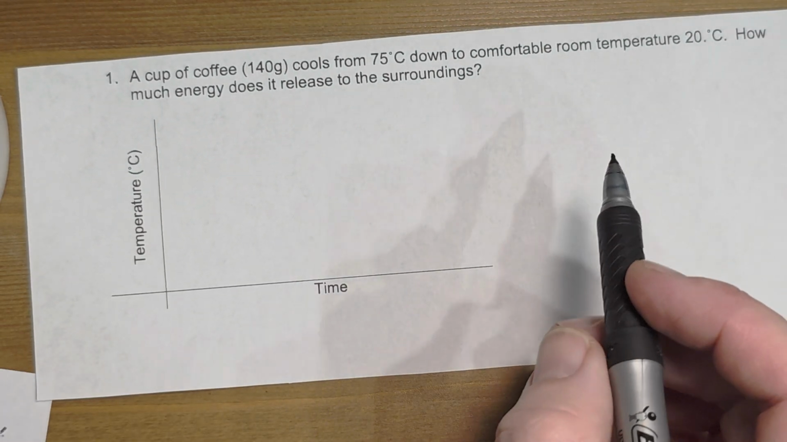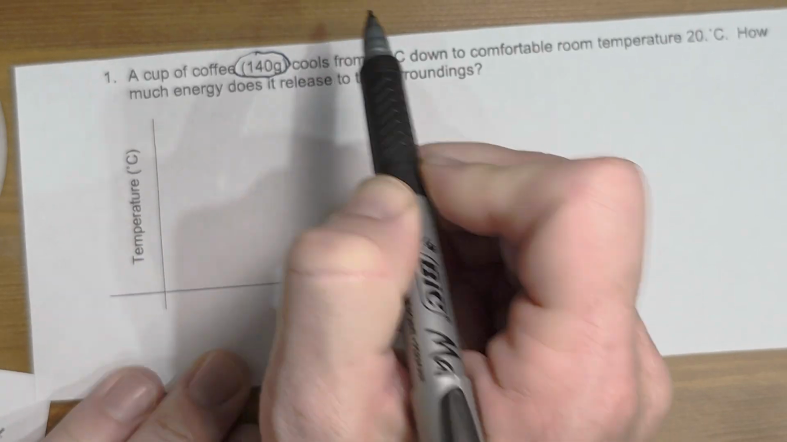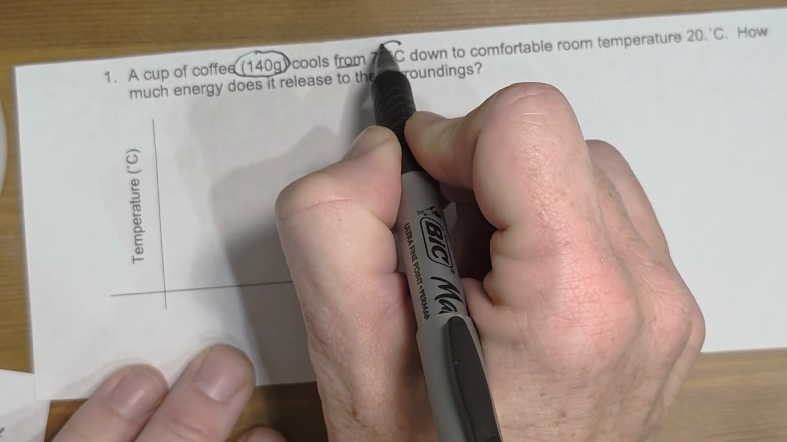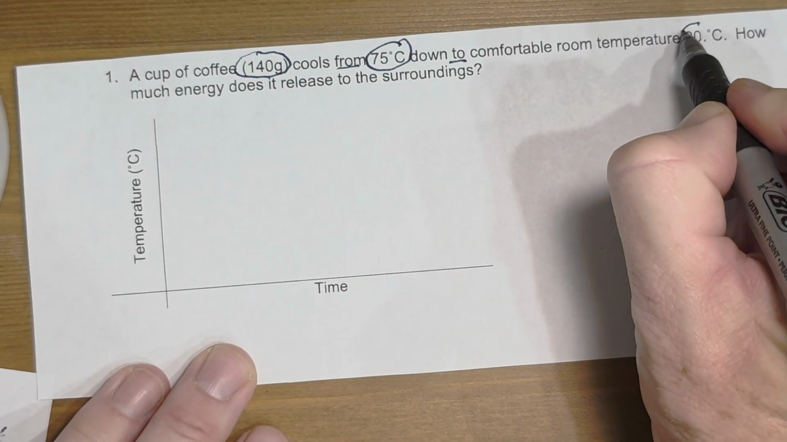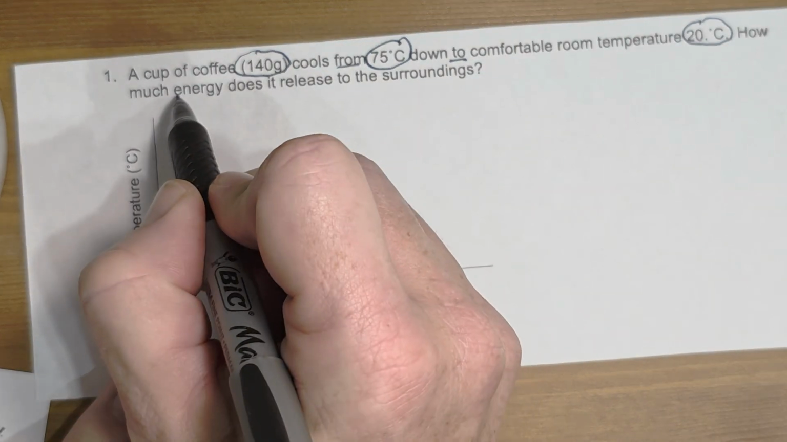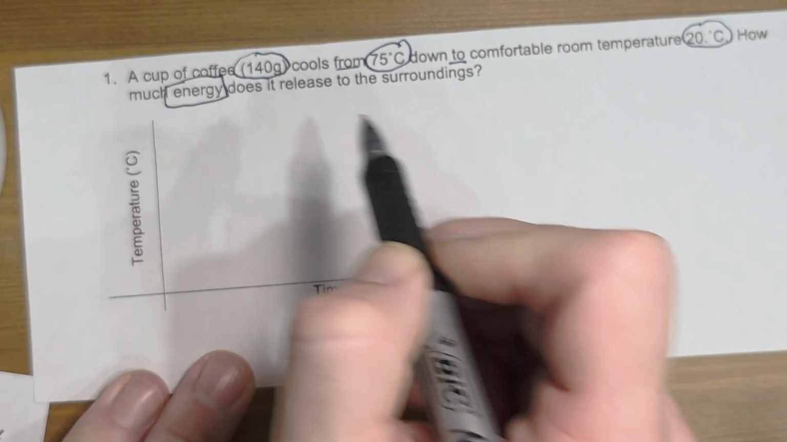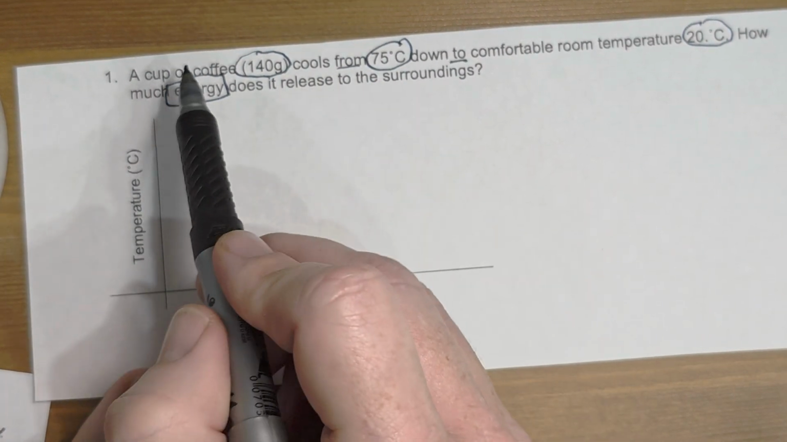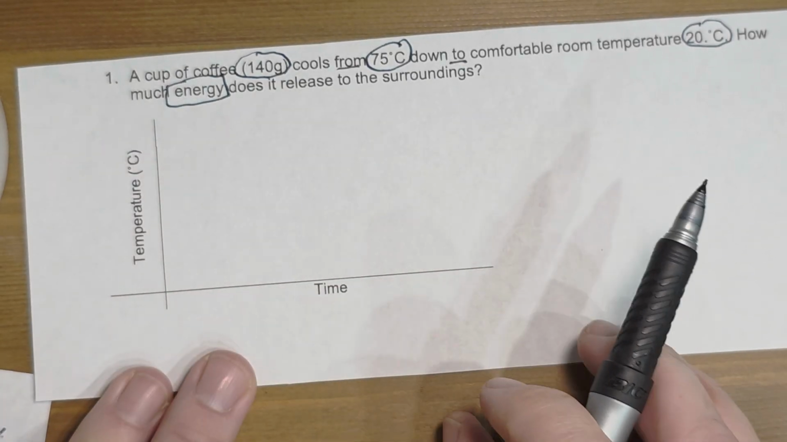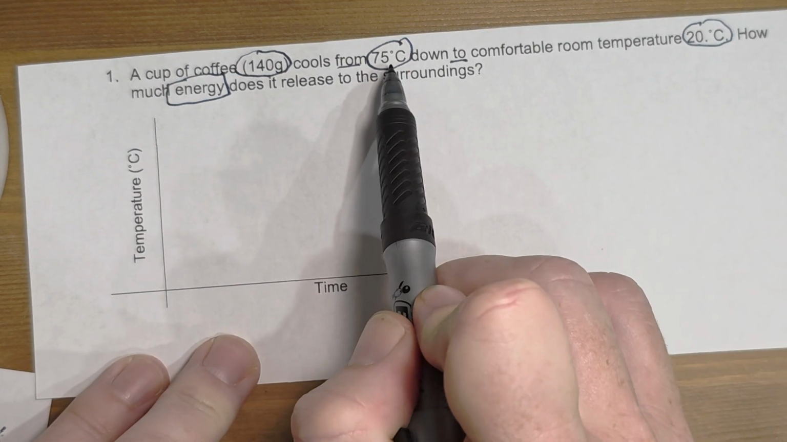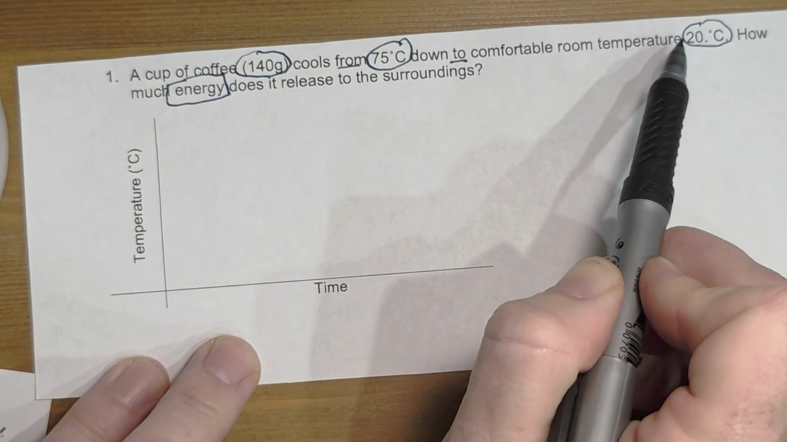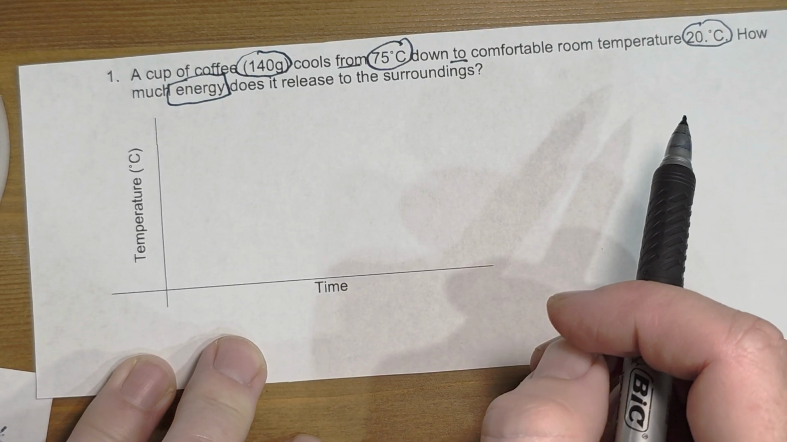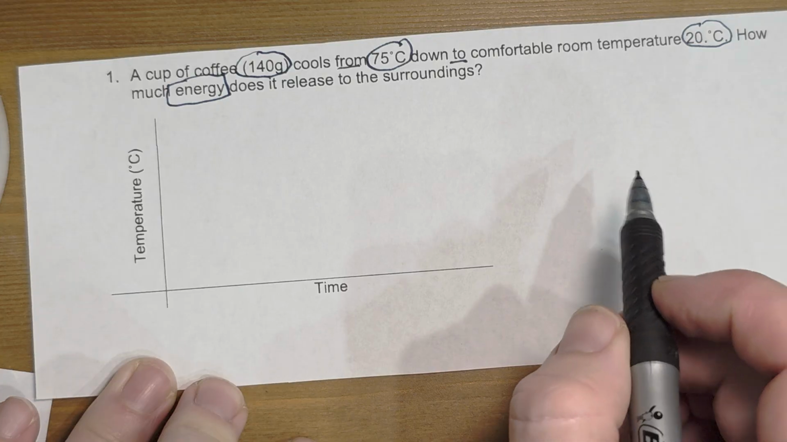We have a cup of coffee at 140 degrees, or 140 grams, and it cools from 75 to 20 degrees Celsius. And we want to know energy, okay? So I see and hear that I have a cup of coffee, which is gonna be largely water, and it cools from 75 to 20. And since 75 and 20 have nothing to do with 100 degrees and 0, I know I'm not gonna get a phase change because we're not near the boiling point or freezing point of water.